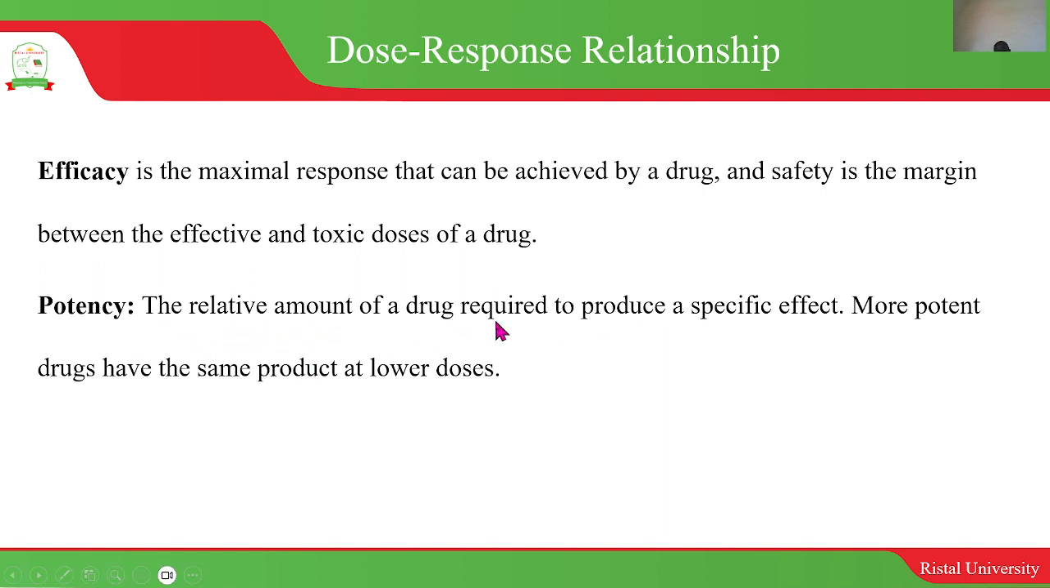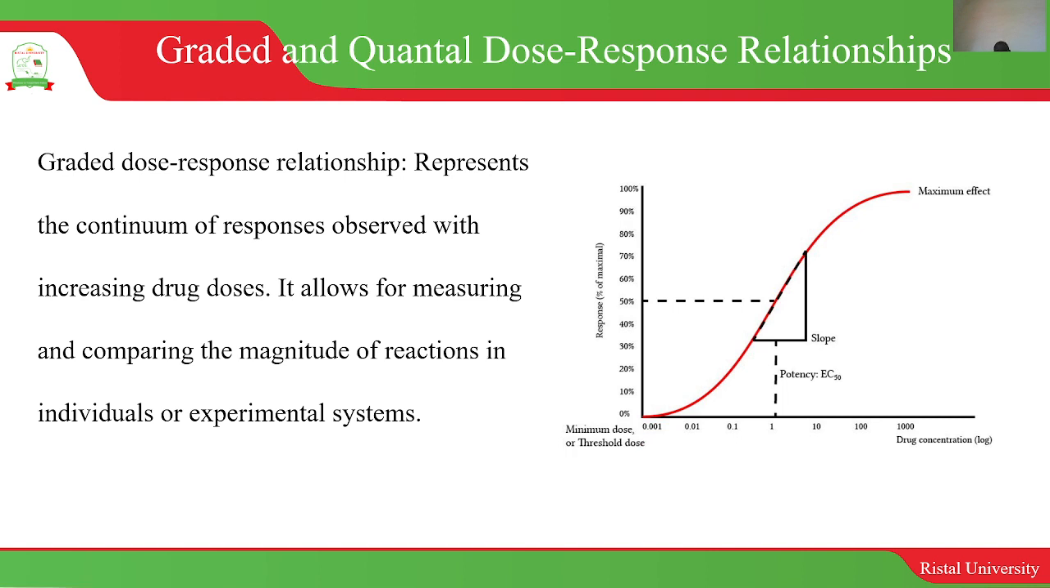Potency is the relative amount of the drug required to produce a specific effect. More potent drugs produce the same effect at lower dosages. We are still looking at the graded and quantal dose response relationship. The graded dose response represents the continuum of response observed with increasing drug doses. So here we are looking at what happens when we increase the dose of the drug. Okay, it is graded and quantified. It allows for measuring and comparing the magnitude of reactions in individuals or experimental systems.